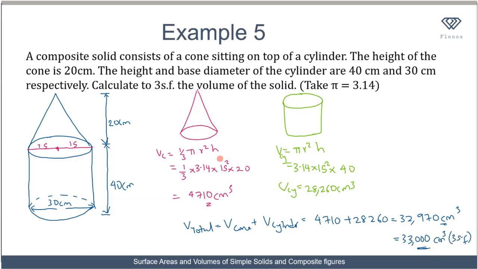So the volume of this shape, as you have seen, is equal to the sum of the volume of the cone on top and the volume of the cylinder at the bottom. And when we found the respective volumes and added them together, we got 33,000 cm³ to three significant figures. So that's all for now.